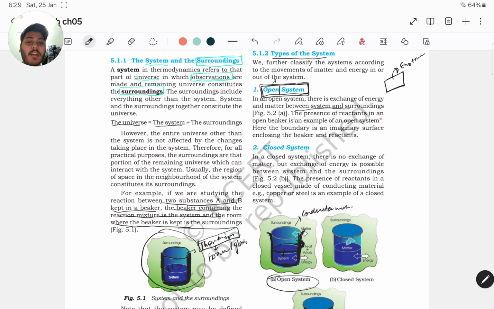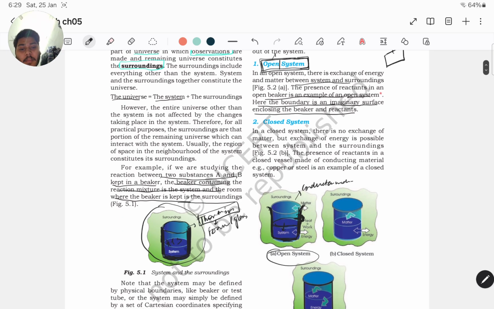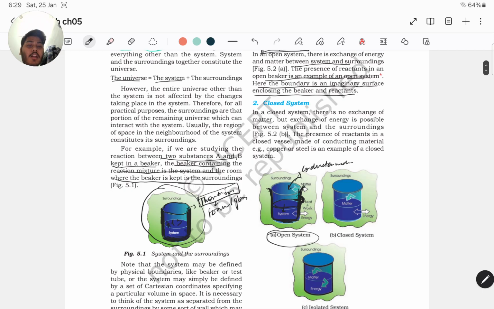Okay, the presence of the reactant in the open beaker is an example of the open system, and the boundary is an imaginary surface enclosing the beaker and reactants. So matter can transfer or be removed because that is open. Heat also transfers because there are conducting walls, or conducting boundaries, as well as the system being open, so heat can easily come in contact with the surrounding.